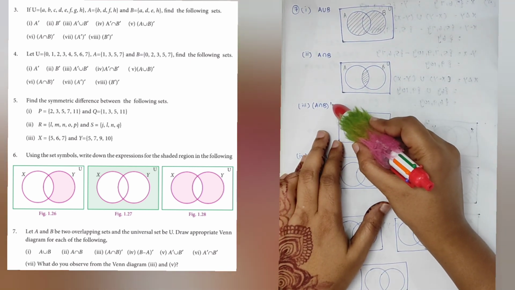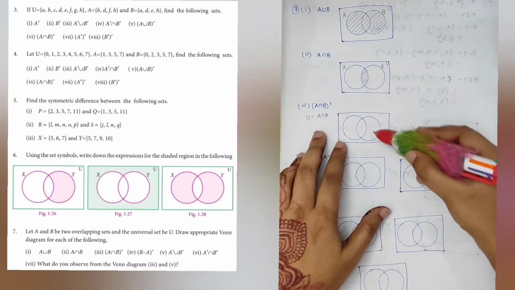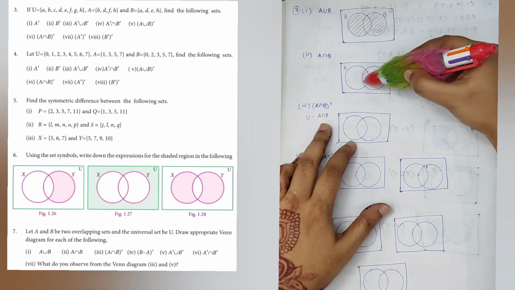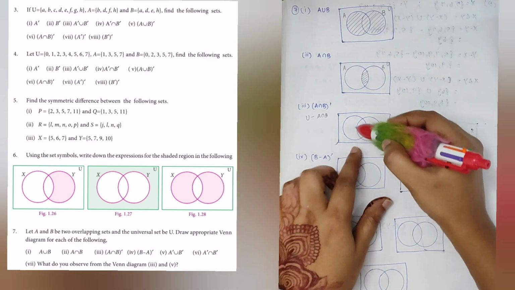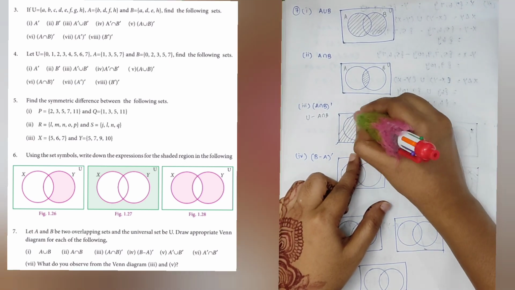Now look at the third question, A intersection B the whole complement. It means universal set minus A intersection B, isn't it? So except this part, A intersection B means this part, isn't it? So except this part, you have to shade the rest of the region.